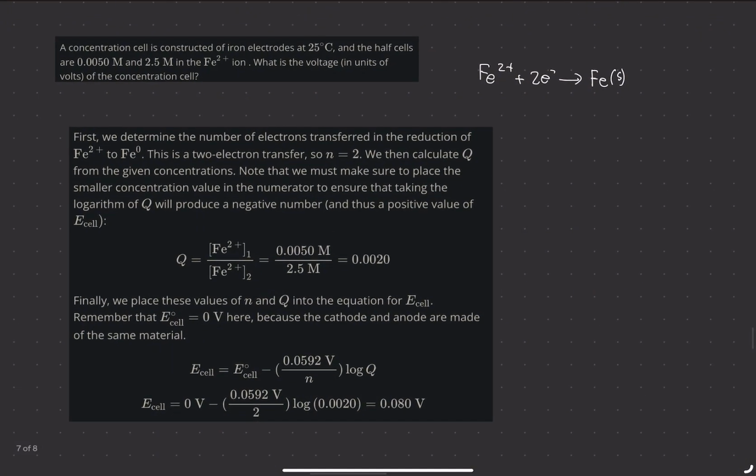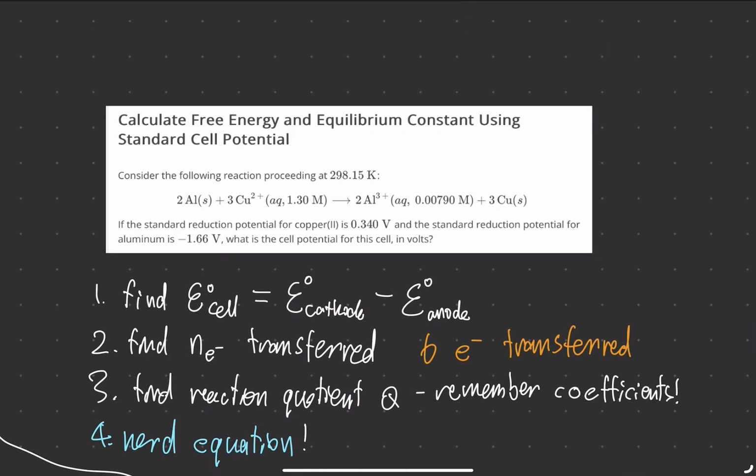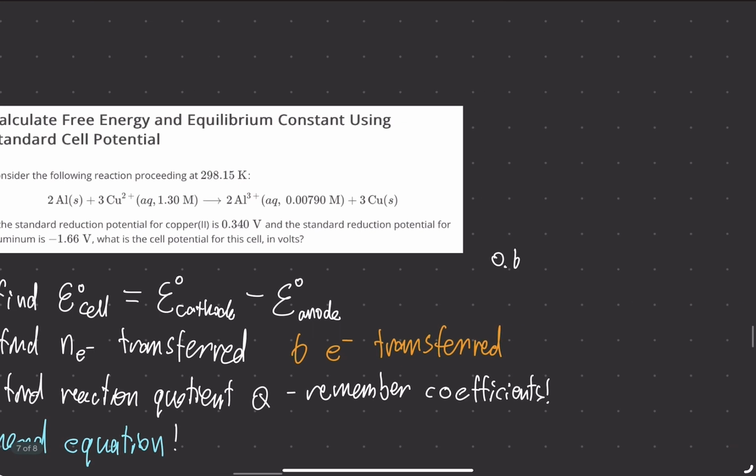Finally, we place these values of n and Q into the Nernst equation, and the standard cell potential is 0 because the anode and cathode are made of the same material. Look at this. If you have this equation and the anode and cathode are the same thing, it'll just be 0. If the standard reduction potential was like 0.69, it would be 0.69 minus 0.69 equals 0. So they would cancel out because it's the same thing on both sides.